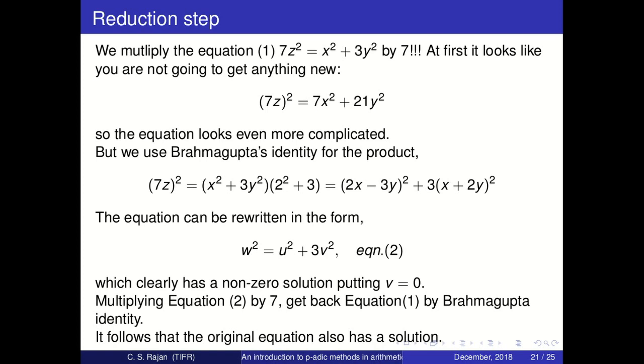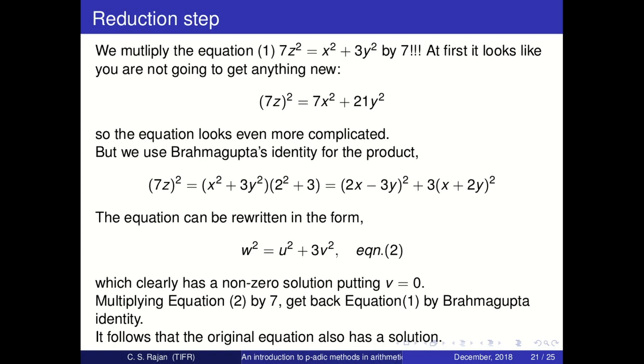This can be rewritten in the form w squared equal to u squared plus 3v squared, which clearly has a solution by putting v equal to 0. Then I get w equal to u. So there are always solutions. So this has a rational solution. I go back to this by again multiplying by 7, with 7 equal to 2 squared plus 3. Then I get 7w squared is u squared plus 3v squared times 2 squared plus 3. And then I get the equation. It follows that the original equation also has a solution.